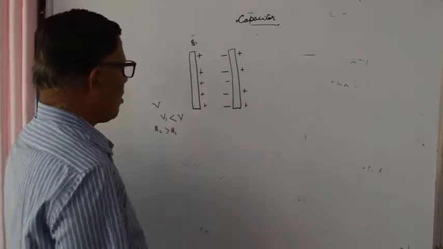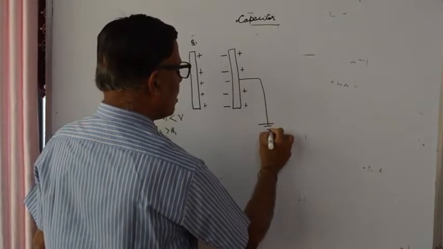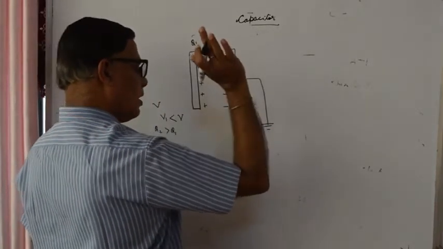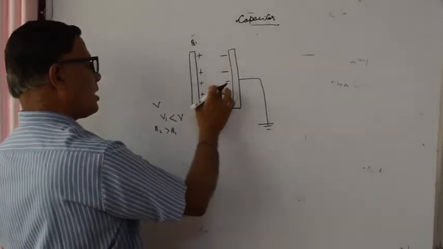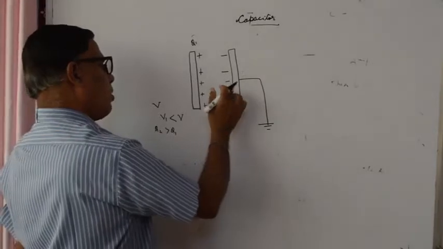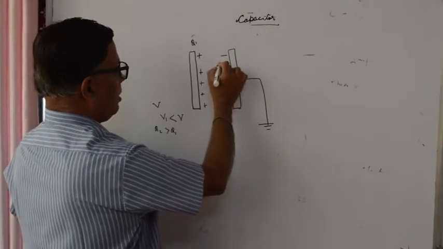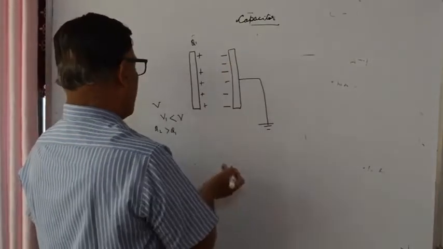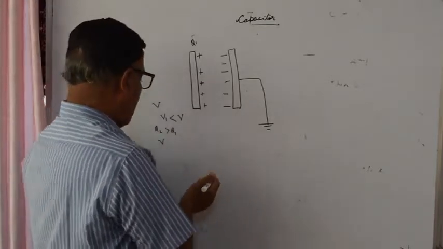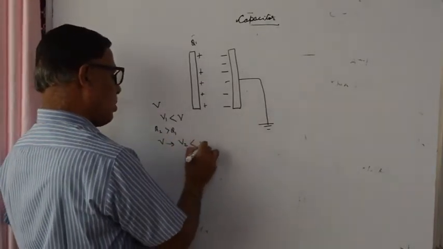Further, if we do the earthing, these charges will move to the earth, and only these negative charges will remain here. Now, if these charges are only remaining on the plate, the potential which was V, due to the increasing of charge, will again decrease to V2, which is also smaller than V.